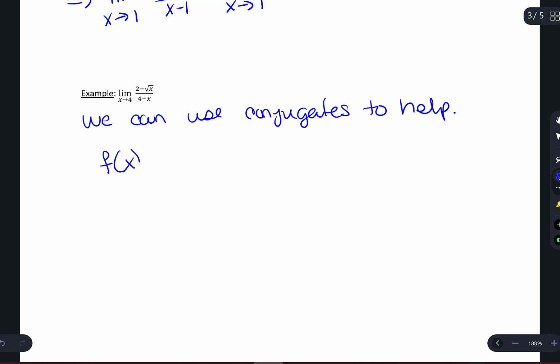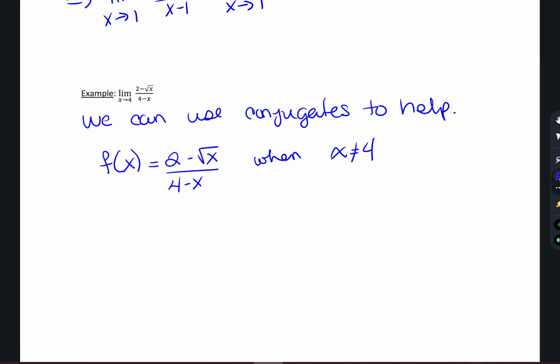So we'll start out by defining f of x is equal to 2 minus the square root of x divided by 4 minus x when x is not equal to 4. That way we don't have to worry about the denominator issue.